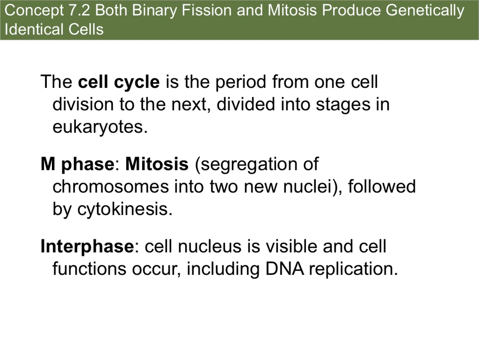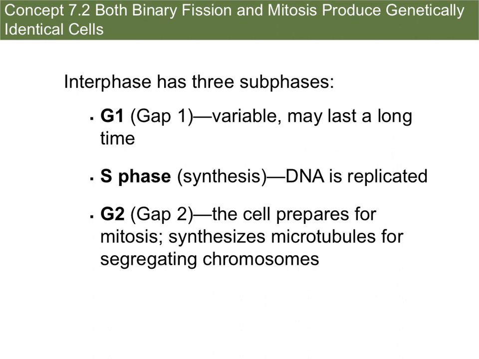Okay, whenever the cell is not actively in mitosis, we call that interphase. Okay, this is where the cell nucleus is visible and regular cell functions occur, including DNA replication. Now, that second phase, that interphase, we can actually subdivide into three subphases. G1, the gap 1 phase, which, depending on the type of cell, is variable. This could last a really long time.